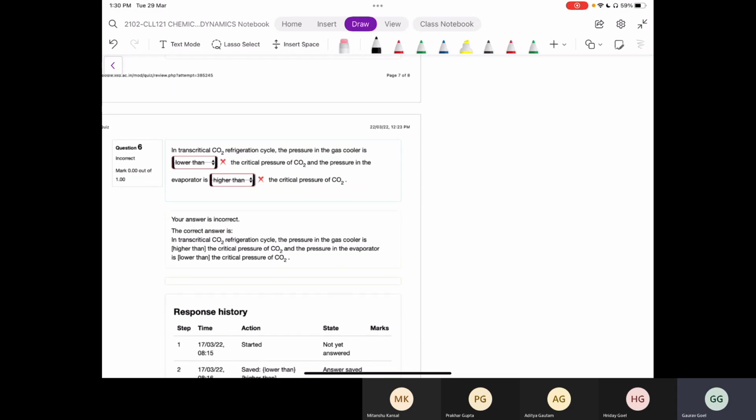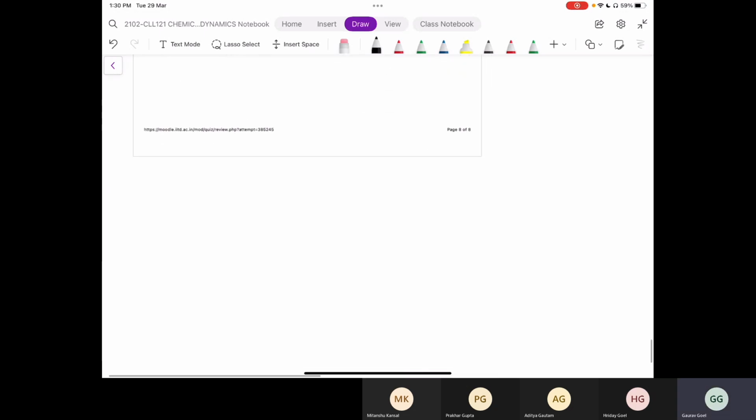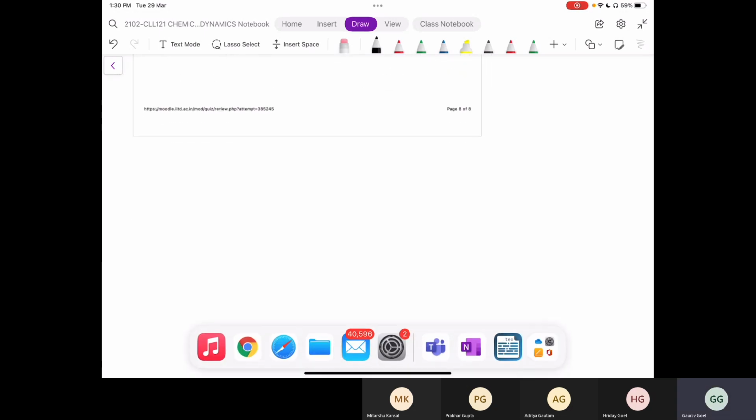Question 6 was discussed in the previous discussion session. So that's on the quiz. Anything specific from the problem sheet?